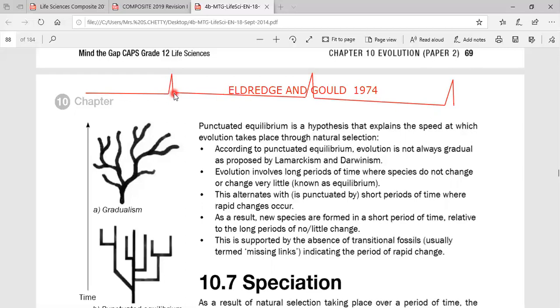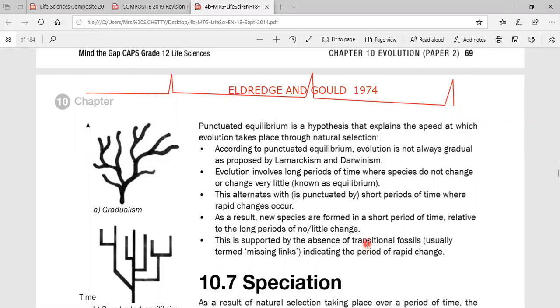There was no in-between fossil, because there was no organism that had characteristics that were a little bit of before and a little bit of after. You just went from this to that. From this to that. It was like no transition. It wasn't a smooth move from one to the other. You just went from one to the other. So this is supported by the absence of transitional fossils.